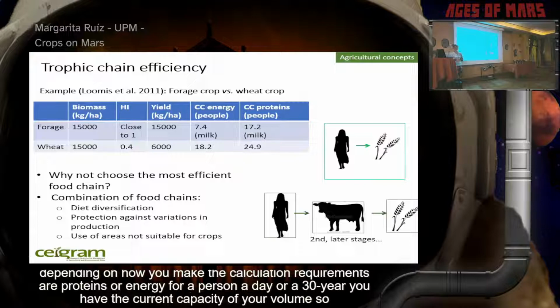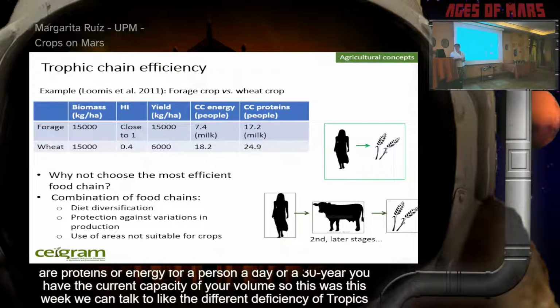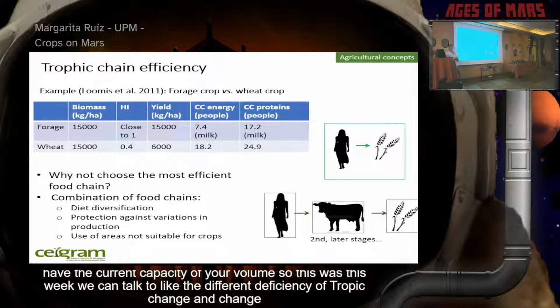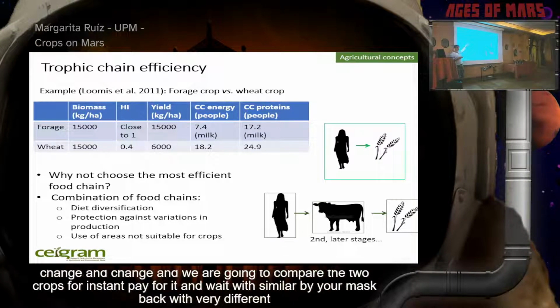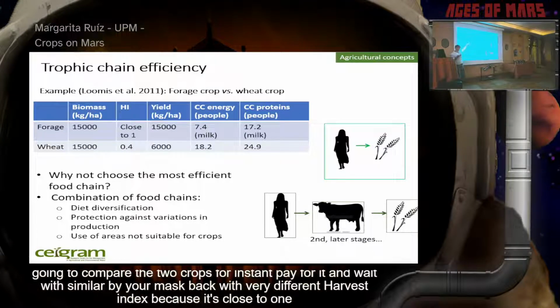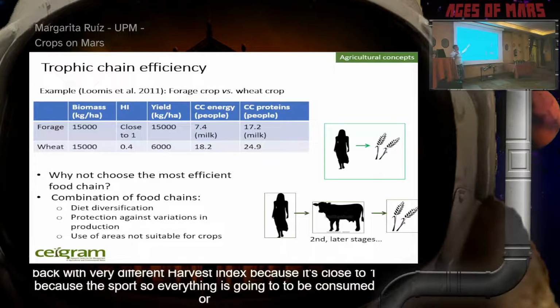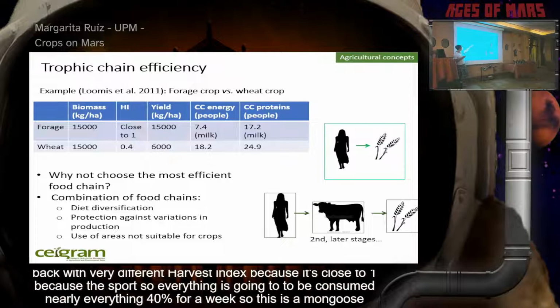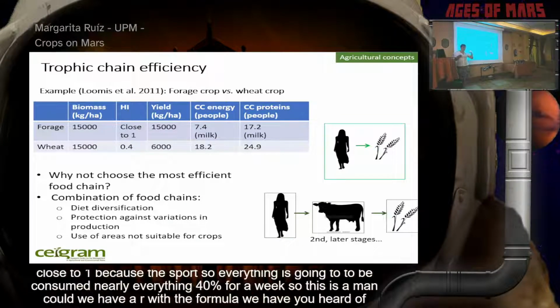So with this, we can calculate the different efficiency of trophic chains, and we are going to compare two crops, for instance, a forage and a wheat, with similar biomass, but with very different harvest index, because it's close to 1 for forage, so everything is going to be consumed, or nearly everything, versus 40% for a wheat.